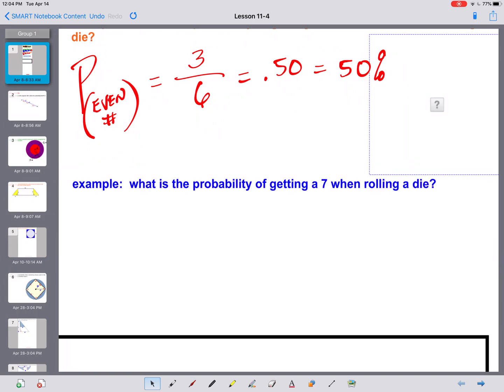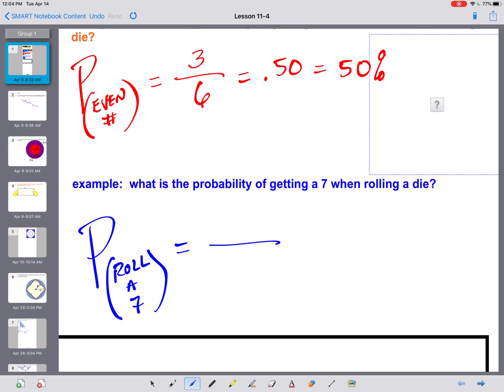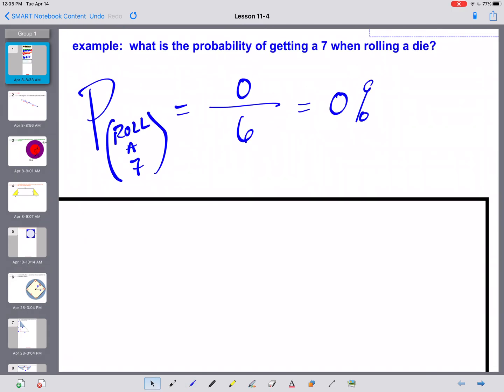Okay, how about this one? The probability of rolling a 7 on one die. You've got one die. First of all, on top, how many ways can you be successful? Yeah, 0. How many ways total can you get a number? There you go. 0%. I just did that one to show you it's possible to have a probability of 0%.